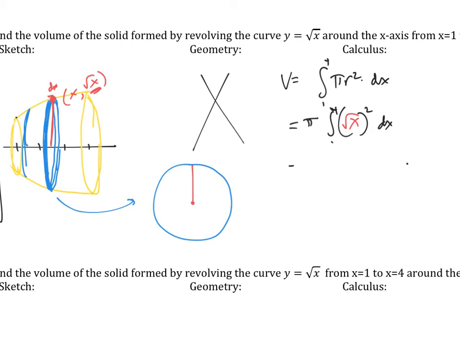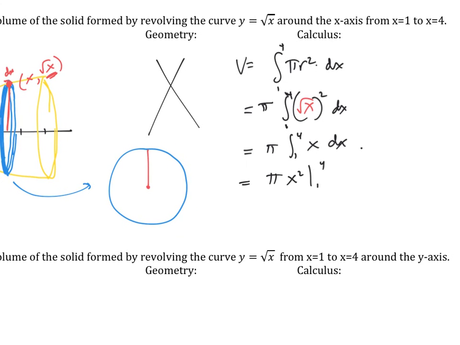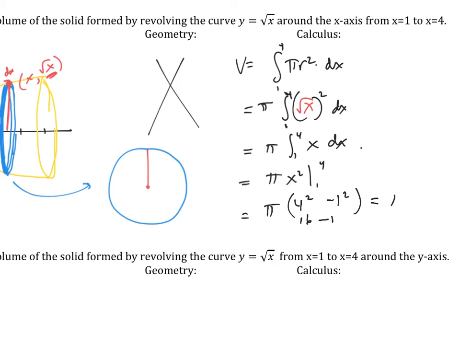And now I'm ready to do the calculus. Integral from 1 to 4 of, oh, I can rewrite that as just x. What a nice integral. And that's putting me at pi times 4 squared minus 1 squared. That's 16 minus 1, or 15 pi units cubed. Oh my goodness, I made a mistake.